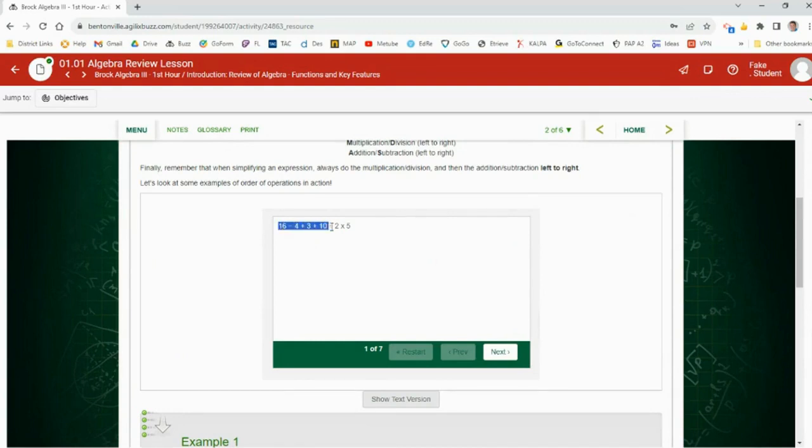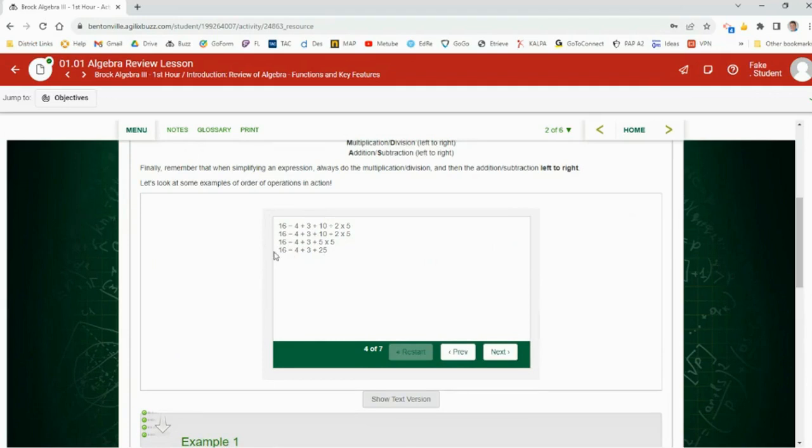16 minus 4 plus 3 plus 10 divided by 2 times 5. What's the answer to that? Well, you've got to use order of operations. There are no parentheses and no exponents, so multiplication and division come first. The first thing you would do is divide 10 by 2. They're going to step you through it. 10 divided by 2 would be 5. So now you have this statement instead. The next thing you do would be multiplication, 5 times 5. That'd be your next step, because of order of operations.